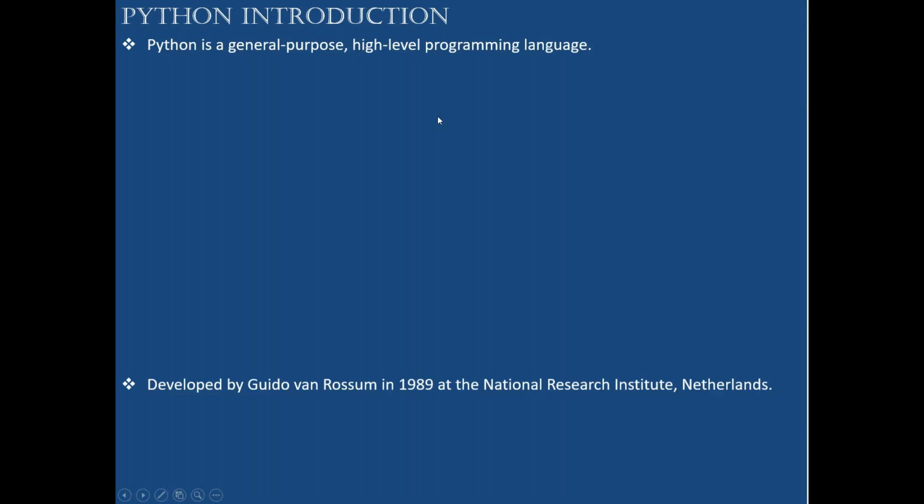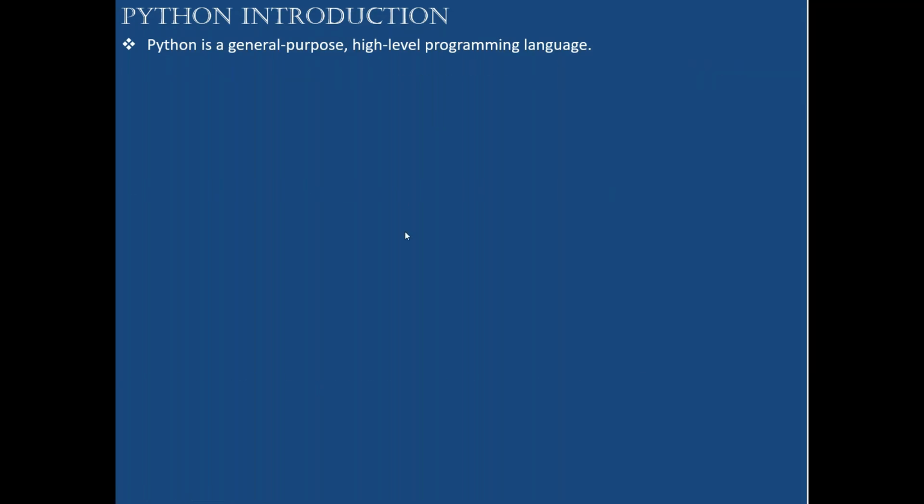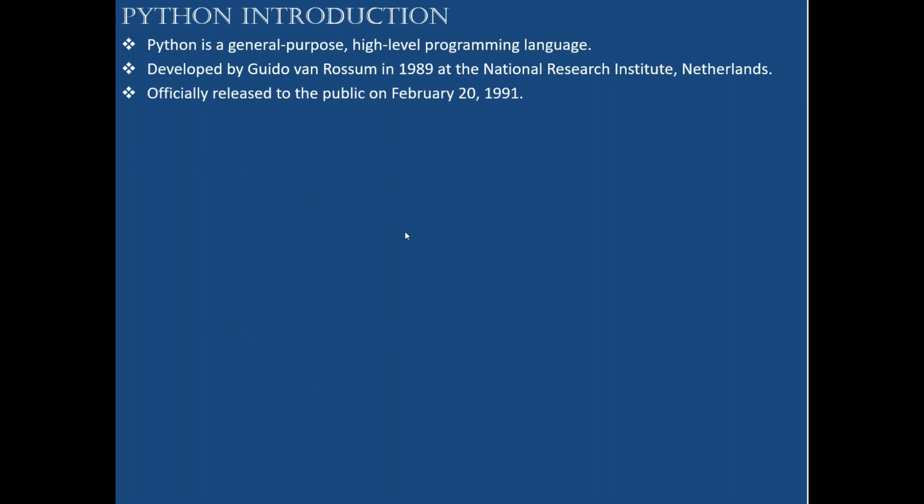High level programming language, I have given enough knowledge already. High level programming language means simple, readable, human understandable language. Developed by Guido van Rossum in 1989 at the National Research Institute, Netherlands. Officially released to the public on February 20, 1991. Python is recommended as a first programming language for beginners.